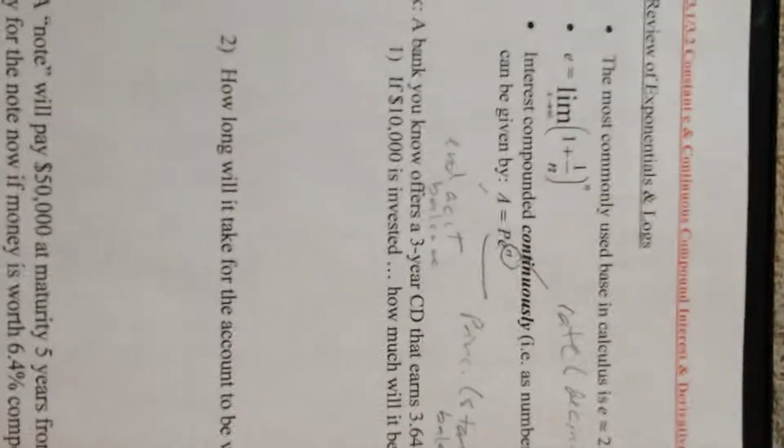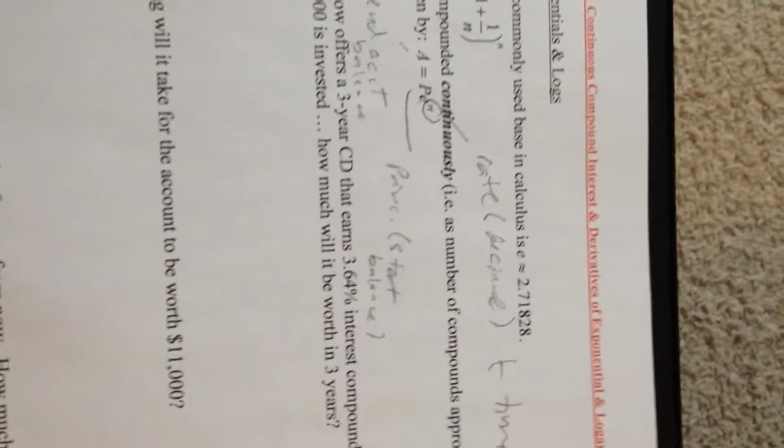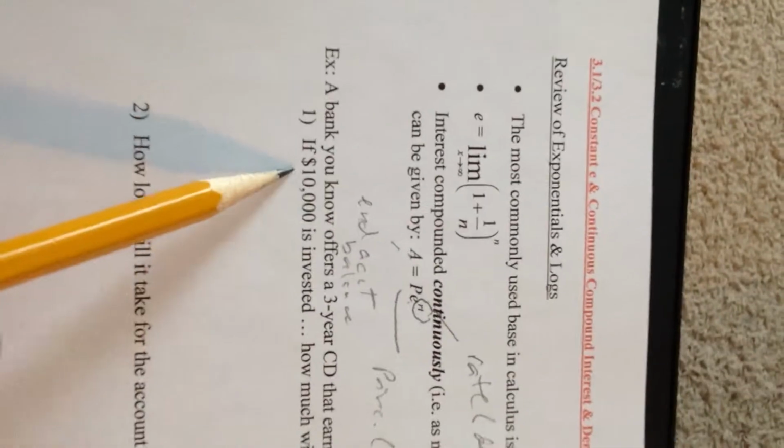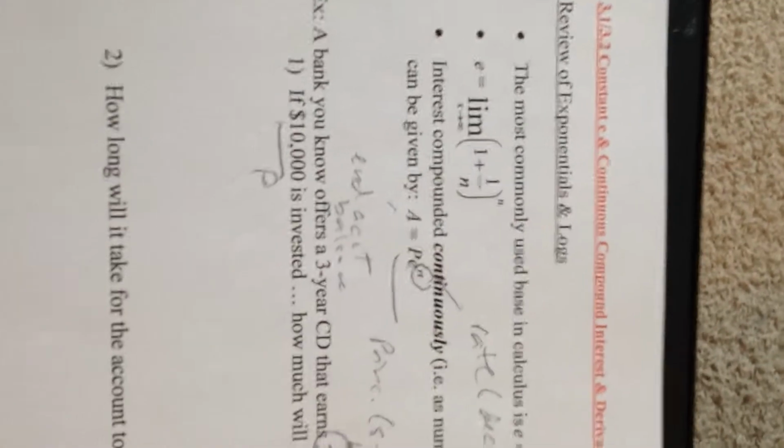So if we have a question that says a bank offers a 3-year CD that earns 3.64% interest compounded continuously, if 10,000 is invested, how much will it be worth in 3 years? So we start looking at what all these represent. There's my time, there's my rate, but I'm going to use that as a decimal, so I'm going to change that to 0.0364. And if I invest 10,000, that's my principal. That's the amount I originally put in. So I want to know how much I'm going to have in that account after 3 years. So I use the formula.